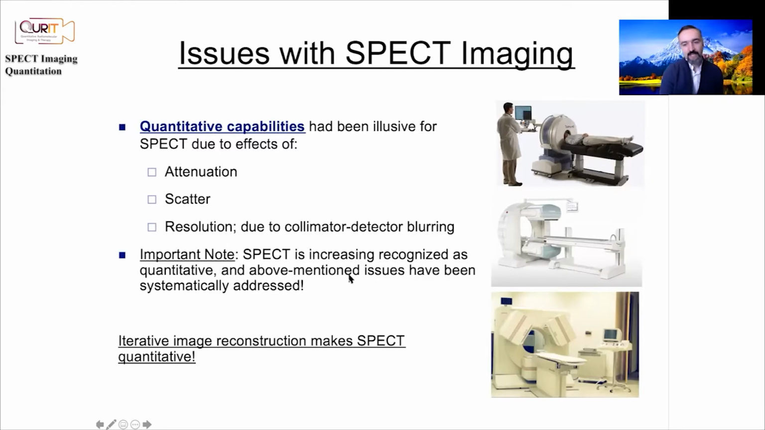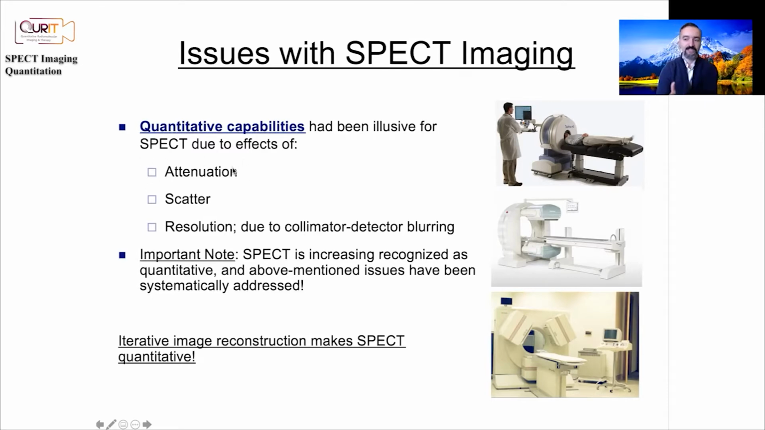Okay, so what are some of the issues with SPECT imaging? One is the quantitative capabilities. The point is that this has been elusive. These are the three things that have been changing, especially the first two, especially the first one. In fact, attenuation. Attenuation in SPECT has been a difficult problem. And so for the longest time, people would say SPECT is not quantitative because attenuation is not dealt with properly.